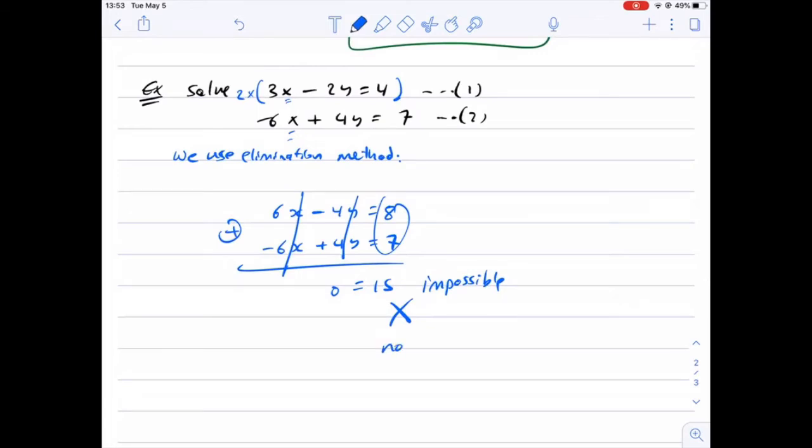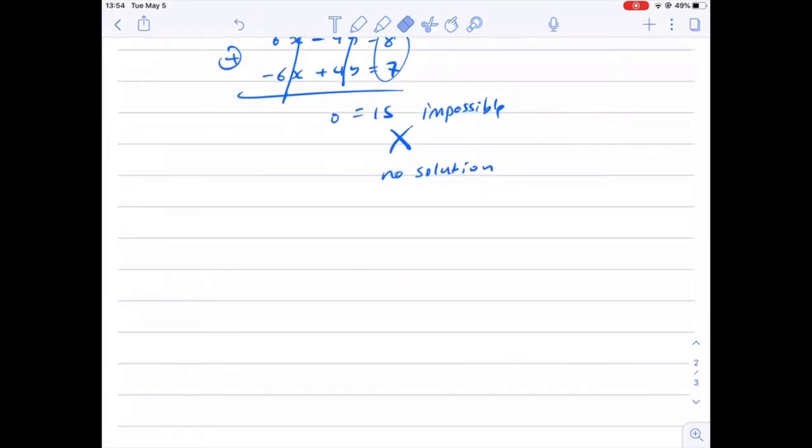If we get two numbers that are not equal and we have equality between them, that means there's no solution. What does that mean graphically? Graphically, that means the lines are parallel to each other. So if we graph these two equations, let's graph the first one here. We want to graph the two equations here. This is x, this is y.